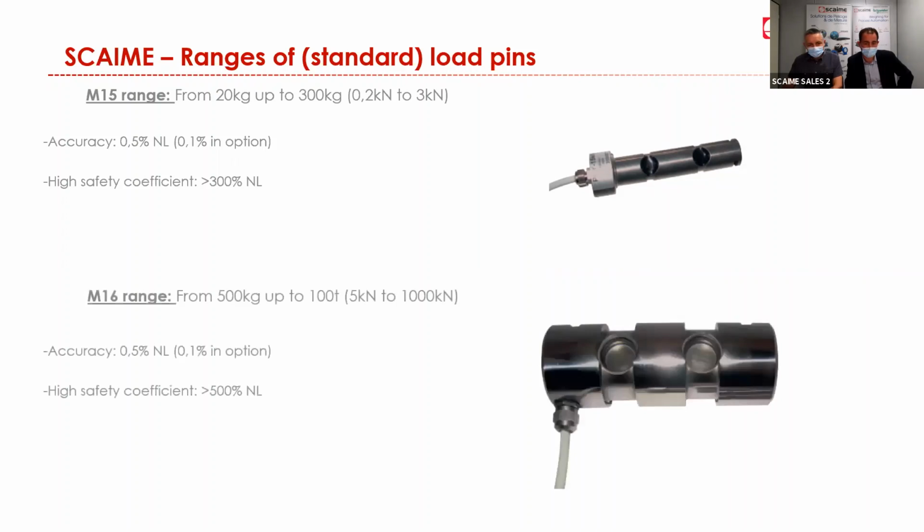And the second range, which is our M16 range, dedicated for higher capacities, going from 500 kilo up to 100 ton, so 5 kilonewton to 1000 kilonewton. The accuracy that you can expect is similar to our M15 range, 0.5% or 0.1% in option. And the safety coefficient is over 500% of the nominal load.